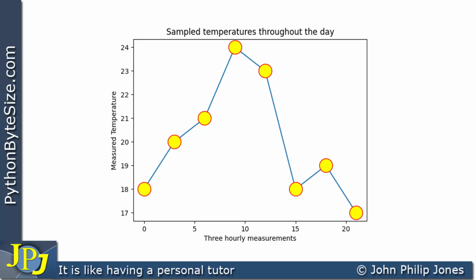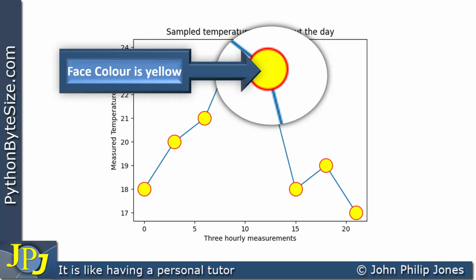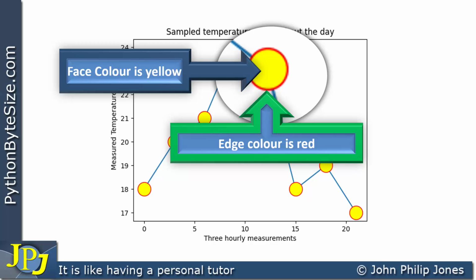And if you look at the markers, you can see that they are yellow in the middle, that's the face value, and the edge is no longer blue, you can see it is red. Now to emphasize this point, let me zoom in on this marker here, as you can see. Now, if you look at it, you can see that the face color is yellow, and if we look at the edge color, we can see that it is red.